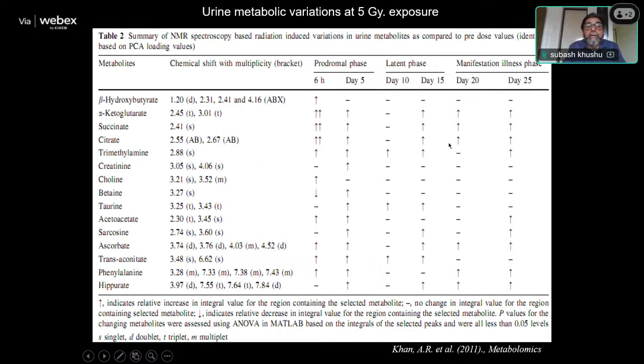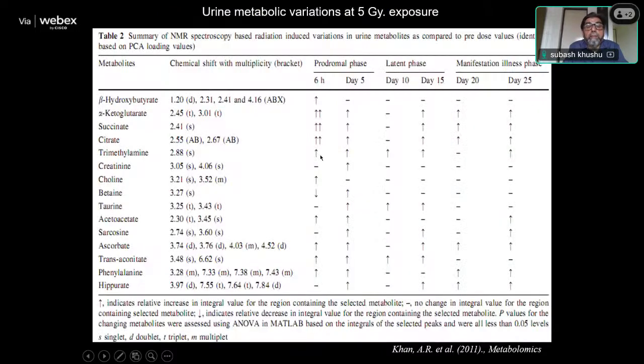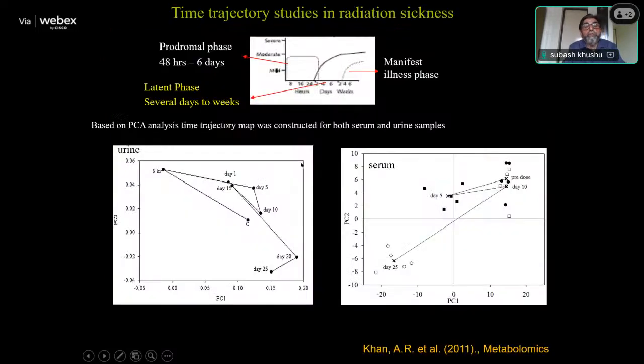And then there are three phases of the radiation exposure: the prodromal phase, the latent phase, and the manifestation illness phase. And you can have a look. This is the same 5 gray, this is a serum sample, the blood sample. This is a urine sample, this is a blood sample. And then you can see these three phases of radiation sickness. You can see the prodromal phase, which is from 48 hours to 6 days.